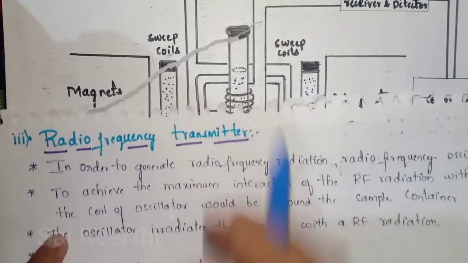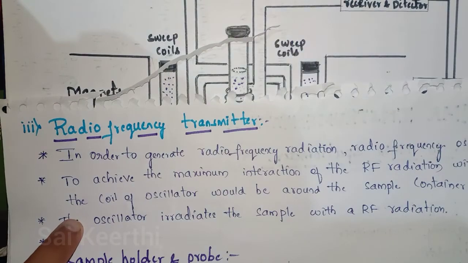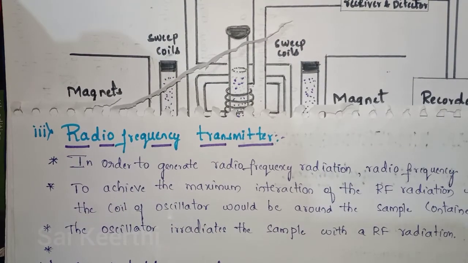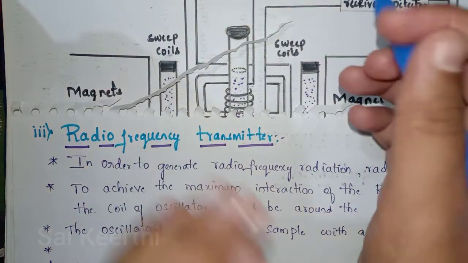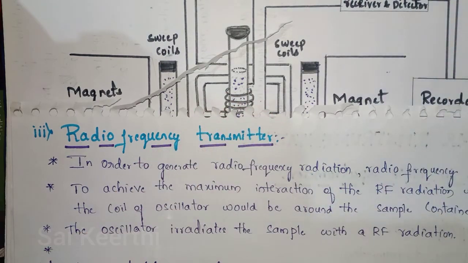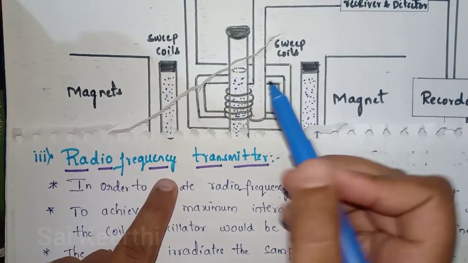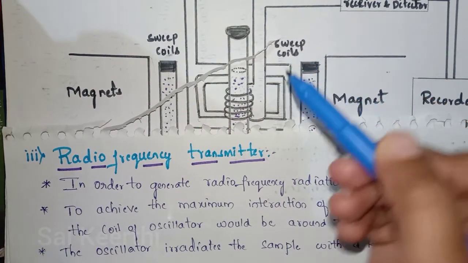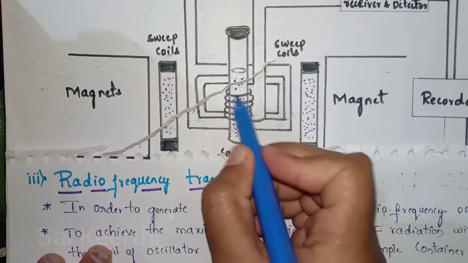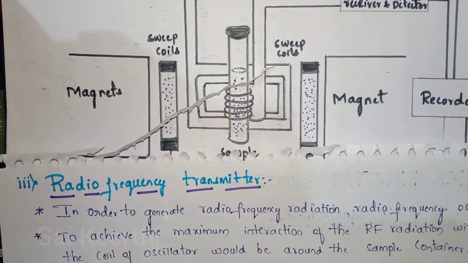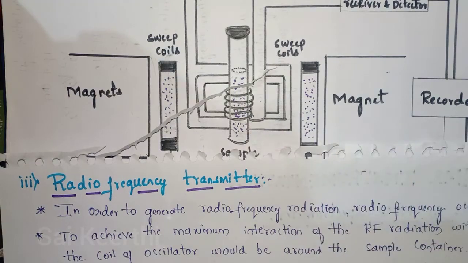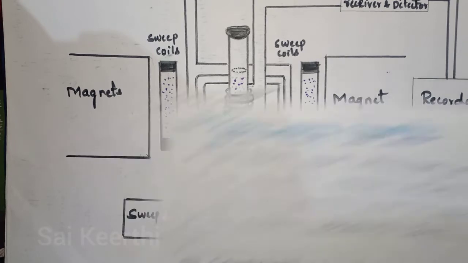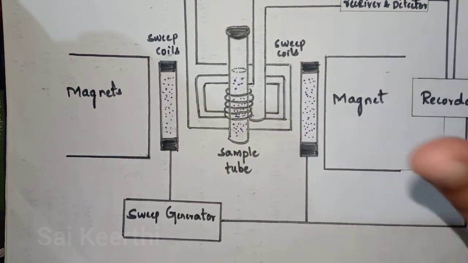Here, as you can see, the radio frequency transmitter transfers the radio waves. To achieve the maximum interaction, the coil of the oscillator is placed around this sample container, as you can observe. Why? Because of achieving the maximum interaction. So this oscillator will irradiate the sample with RF radiations. Now you can see that we have placed magnets and we have also passed the radio frequency transmitter.